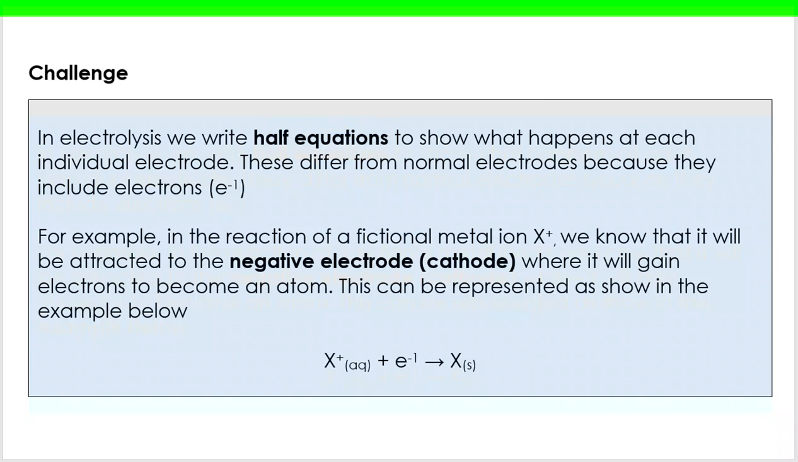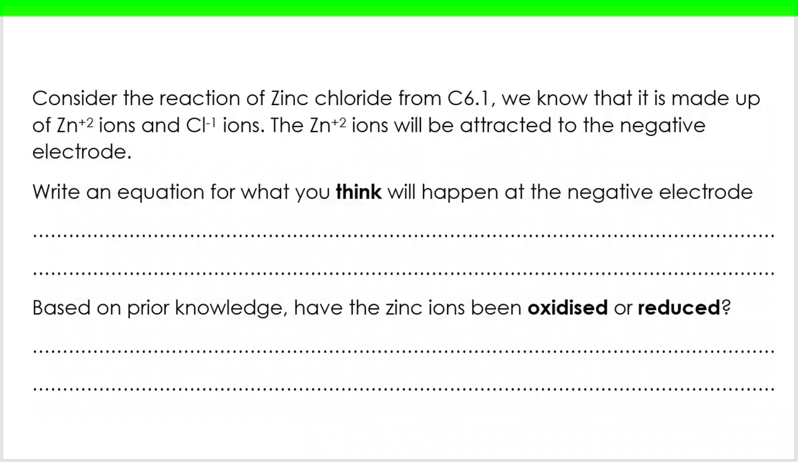So now we're going to piece together all of this separate information to try to represent what's happening in electrolysis. And we're going to use half equations to do it. We've got an example here of a positive ion gaining an electron to become a solid atom. This is aqueous. We're going to look at aqueous because it has slight differences, and that comes in a later video. But let's consider zinc chloride once again that we saw in the previous video.